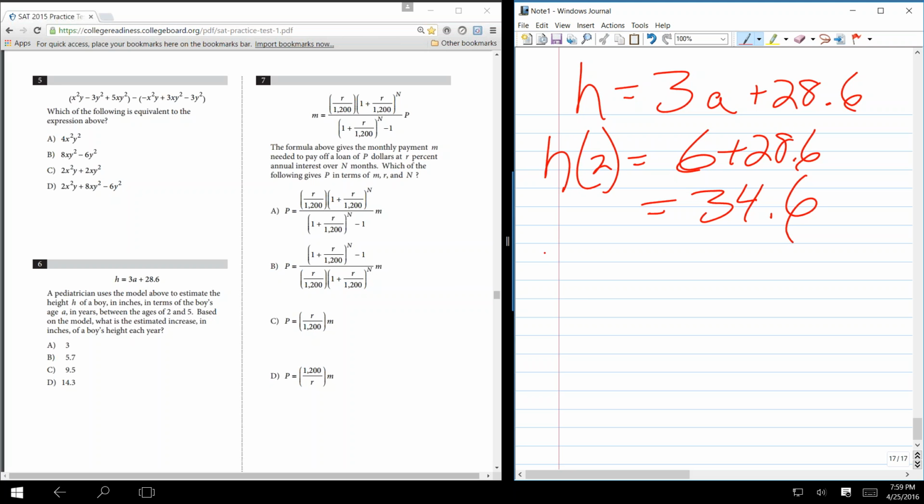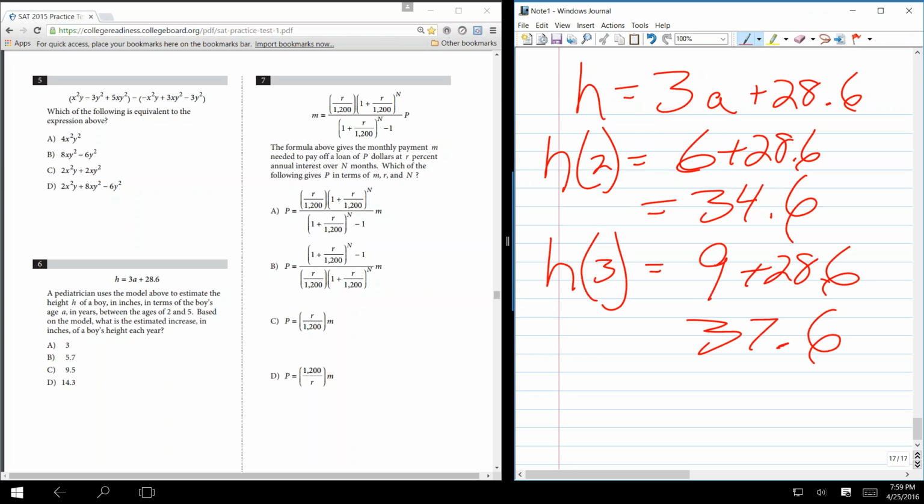Okay, now what's this height when he's 3 years old? 3 times 3, which is 9, plus 28.6, so 37.6. So what's the increase from 1 year to the next? 3. Correct. And it wouldn't have mattered what I chose for the ages as long as I was between 2 and 5. I could have done the first one at 4 and the next one at 5. Because all I'm looking for is the height difference in 1 year.